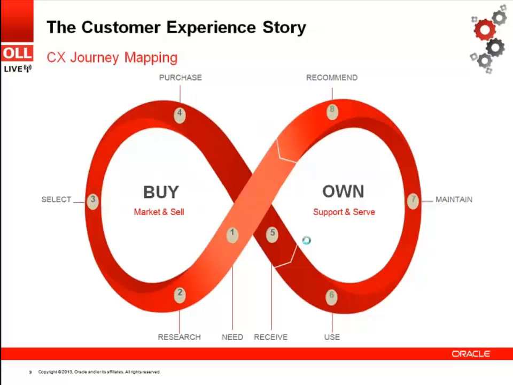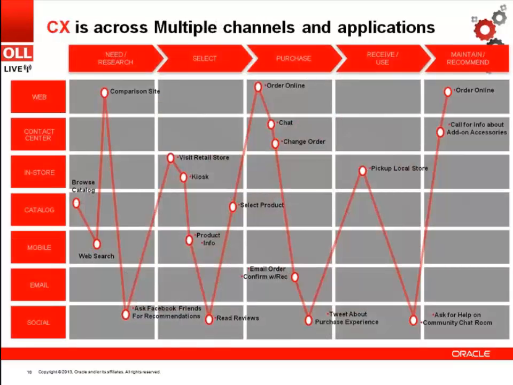Once the transaction is completed, you move into the owning cycle, which is where you receive the goods, you actually use them, and then there's a maintenance phase. Depending on your experience with the product and your satisfaction, you'll either recommend it or you won't. So this infinity loop describes typically what happens in the buying and owning phase of somebody looking for a product or service. But it's not as simple as that. Because we've got access to so many different technologies, services and products now, at the top is the buying and owning cycle: the need, research, selection, purchase, receive, and maintenance.